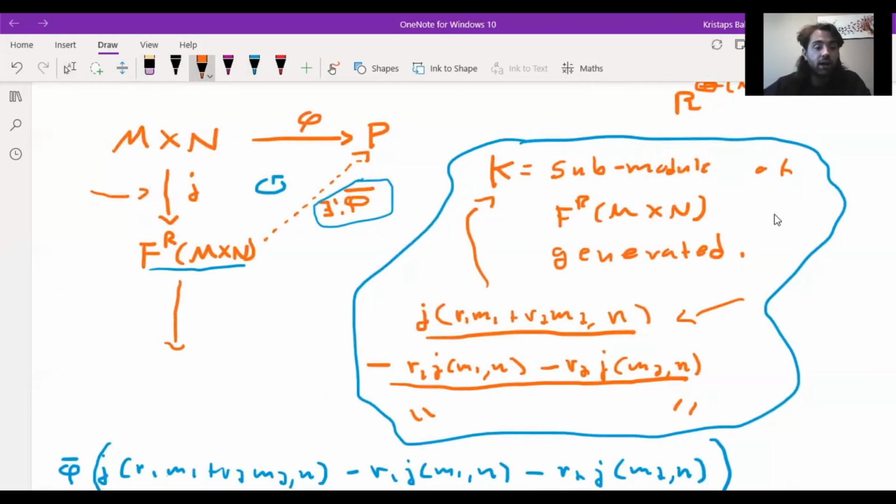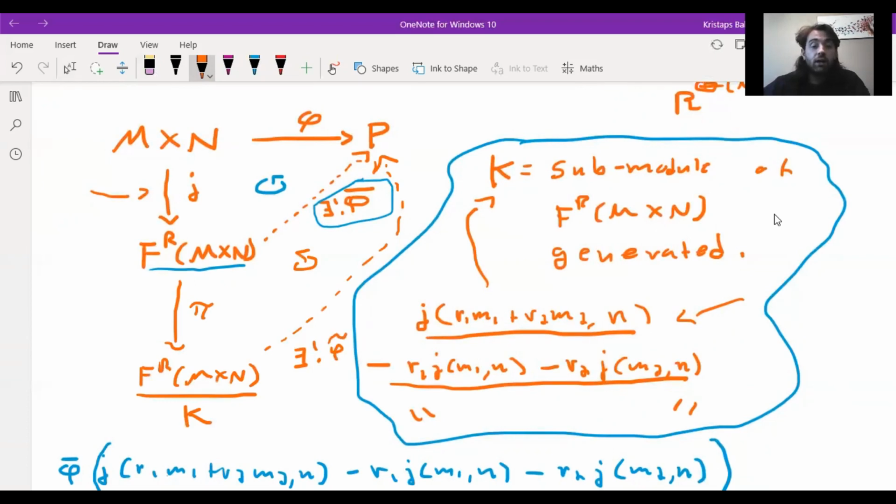So if I consider pi, the projection map from the free module to the quotient of the free module by K, the universal property now tells me that there exists a unique map commuting with this diagram, which I will call phi tilde. And now the only things left to check. We have our diagram, and I'm now going to tell you that this is going to be our tensor map.